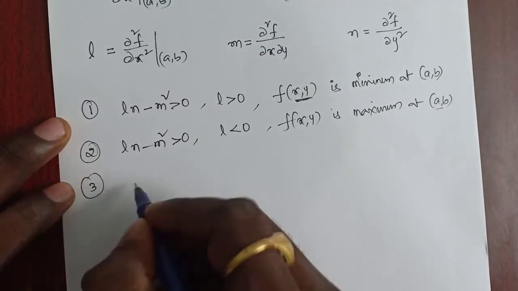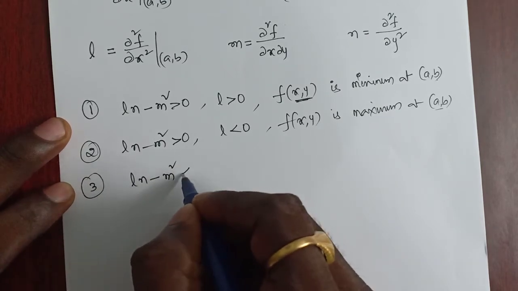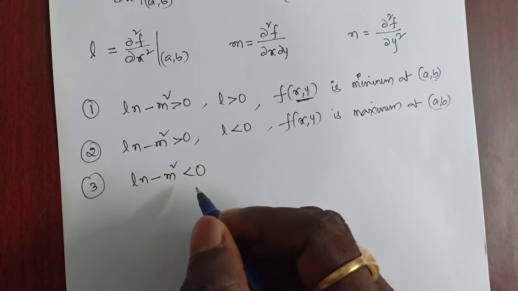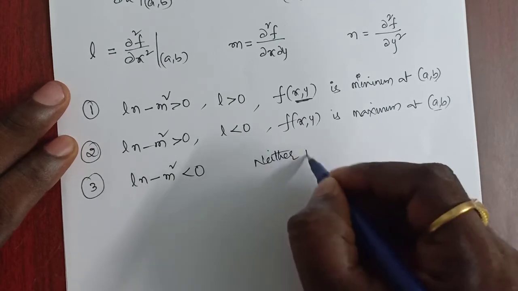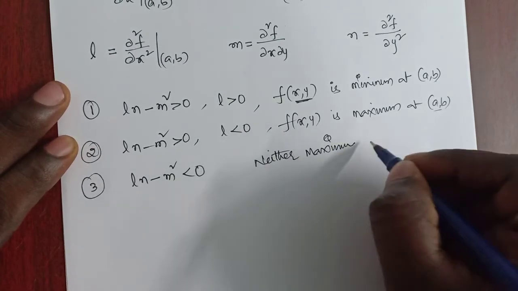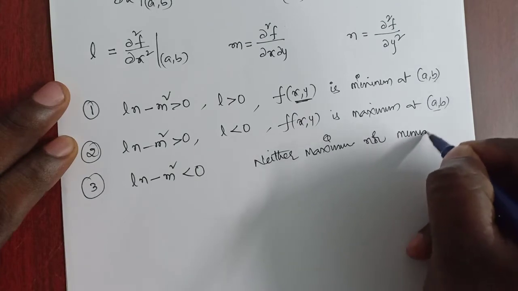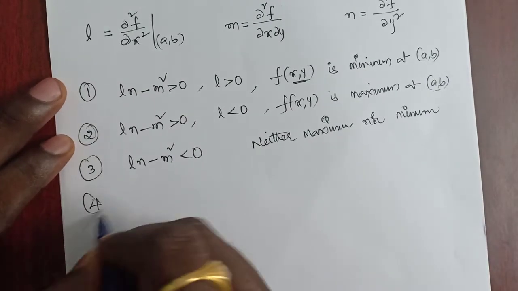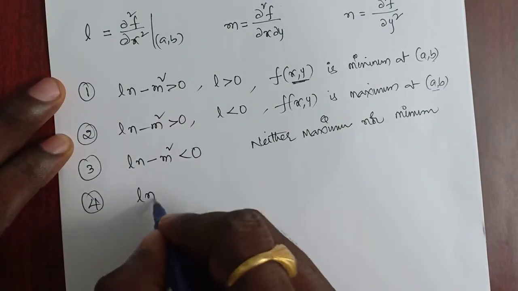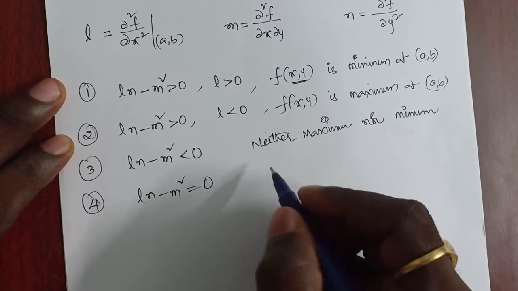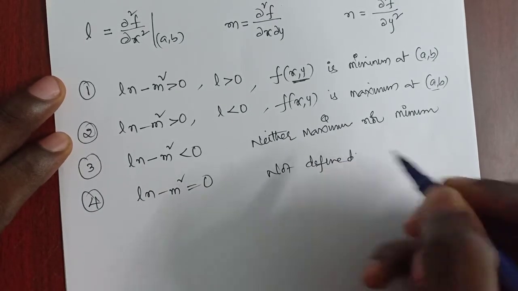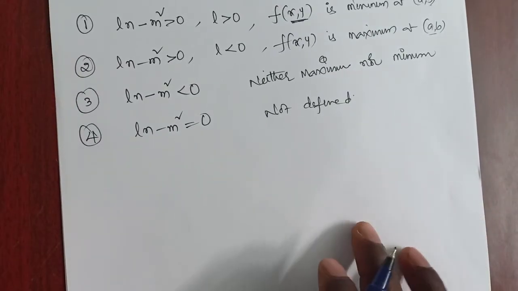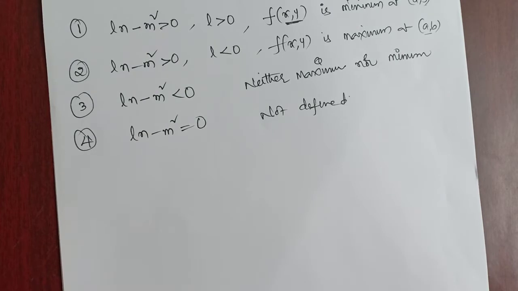Then if LN minus M² is less than 0, clearly the function is neither maxima nor minima. Finally, if it is equal to 0, then it is not defined. Okay students, so these are the conditions for maximum and minimum of a function of two independent variables.